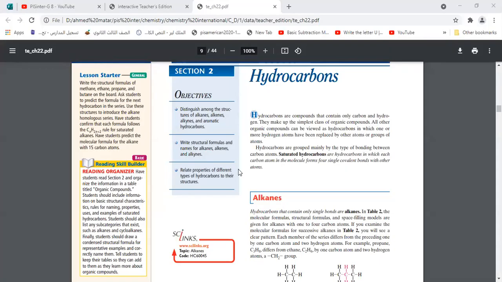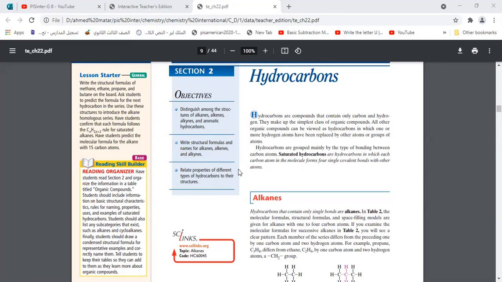Okay, guys, today inshallah we're gonna start in section 2, chapter 22. Last time we started section 1, which was generally about the organic compounds, and we know that organic compounds are compounds that contain carbon element. That means all organic compounds contain carbon, but not all compounds that contain carbon are classified as organic compounds. So we said that organic compounds just contain carbon and some other elements, mainly hydrogen, nitrogen, oxygen, sulfur, and phosphorus, and so on.